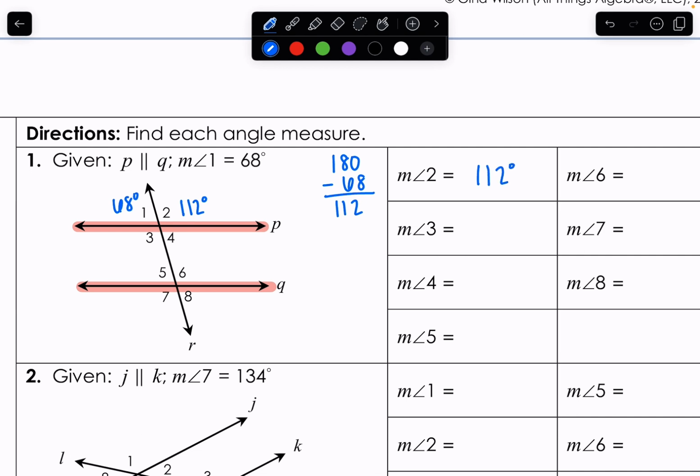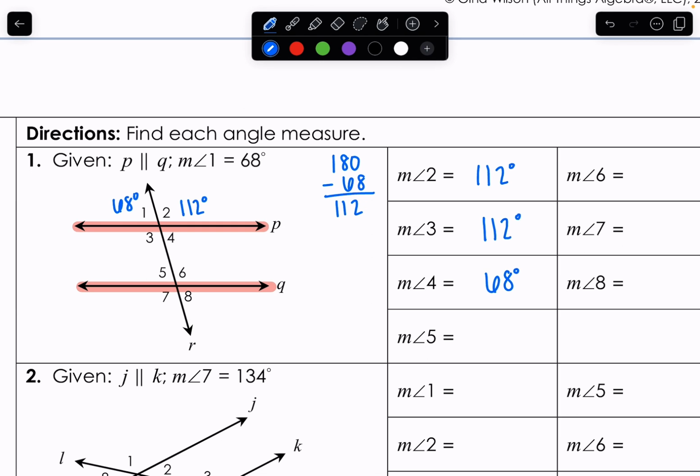Okay, so I also know that angle 1 is vertical to angle 4. Vertical angles are always congruent, meaning that they're equal. So angle 4 is going to be 68 degrees. And angle 2 and 3 are also vertical, so that means that angle 3 is going to be 112 degrees.